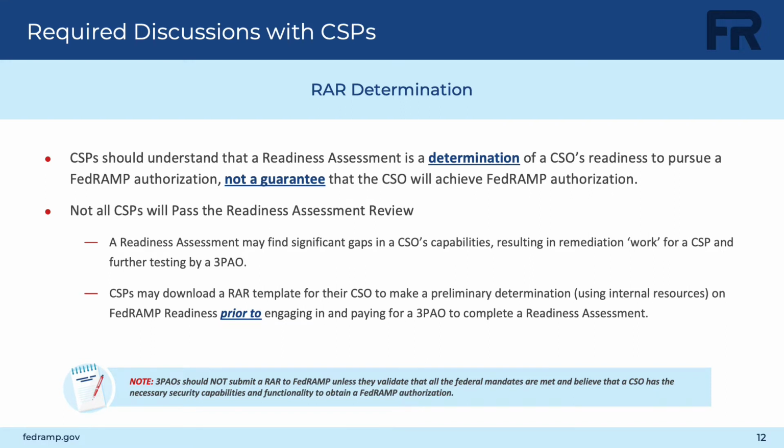As mentioned previously, FedRAMP grants a FedRAMP Ready designation only when the information in the RAR indicates that the CSP is likely to achieve a Joint Authorization Board, JAB, Provisional Authorization to Operate, PATO, or an agency ATO for the system. As a reminder, a 3PAO should not submit a RAR to FedRAMP unless they validate that all federal mandates mentioned in the RAR Federal Mandates section are met, and believe a CSO has the necessary security capabilities and functionality to obtain FedRAMP authorization.